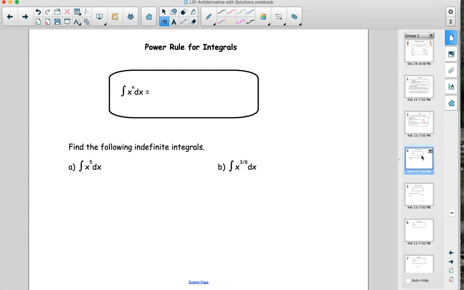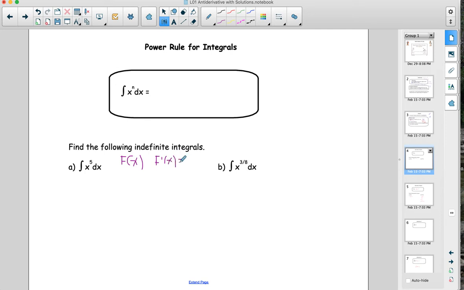All right, so power rule, I'm going to get you to think about this one. Let's see if you can try this one, going backwards, right? And remember, what are you after? I'm looking for a function, capital F(x), such that F'(x) would be equal to x to the fifth.